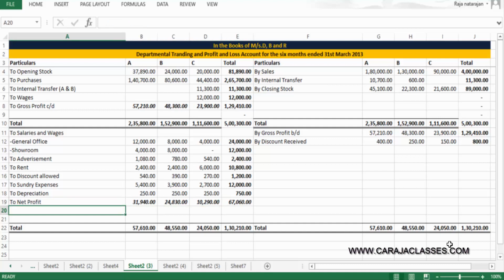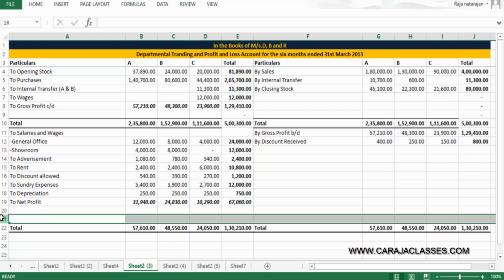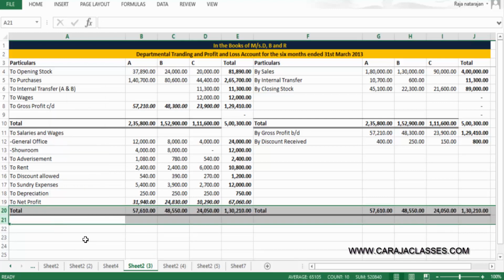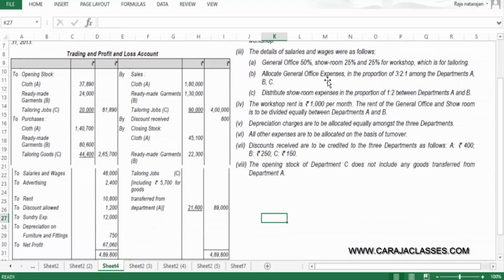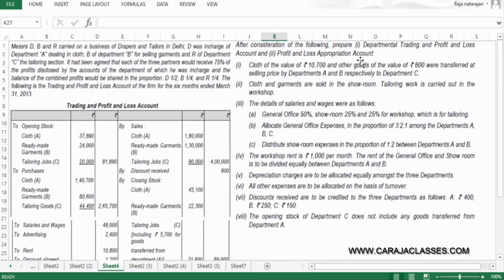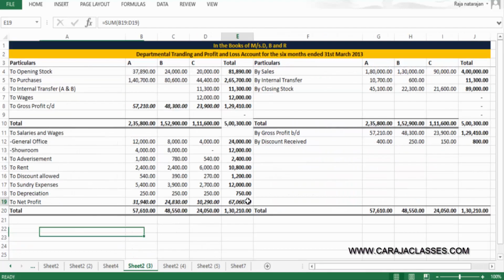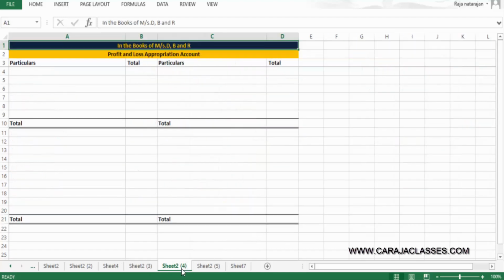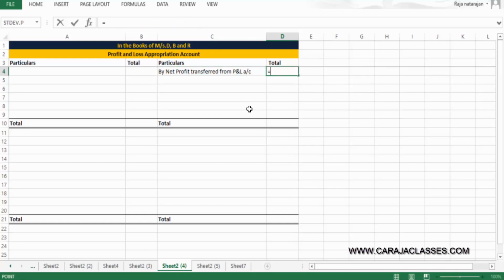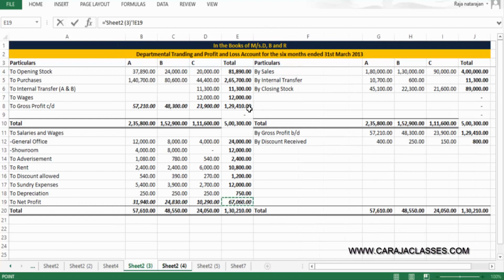But let me not jump to the conclusion, because the problem is not yet complete, for the reason they want us to prepare profit and loss appropriation account also. Okay, so what I'll do, let me transfer this profit to P&L appropriation account. So here I have P&L appropriation account. So here I'm going to say by net profit, right, transferred from P&L account. And what is the amount involved? It is 67,060.